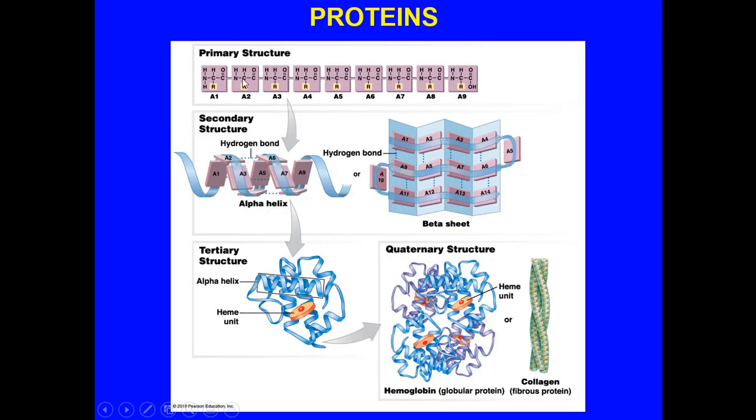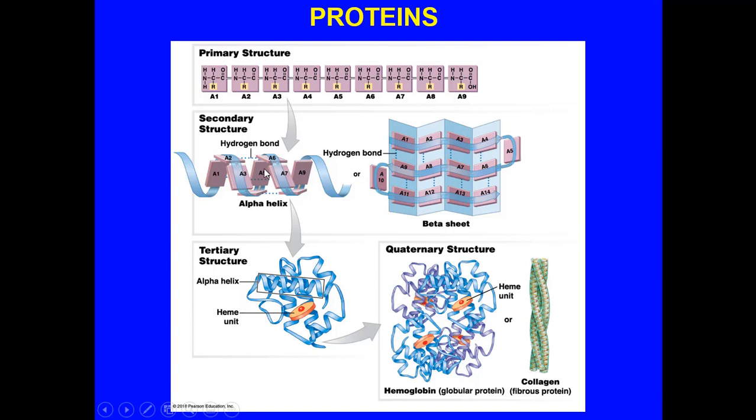Here's our primary structure, just like beads on a string. In between A1 and A2, and then A2 and A3, that's the peptide bond. Then we go to the secondary structure. So we can have an alpha helix, and that's basically due to hydrogen bonding between one set of amino acids and another that can create this unique spiral shape, or the beta sheet, which is kind of like twisted back, flattened out, and folded upon each other.